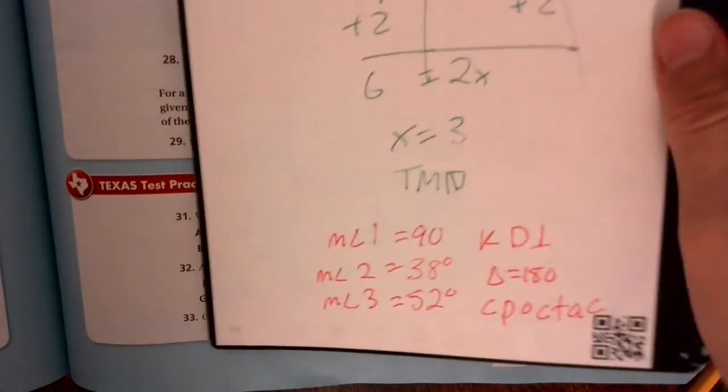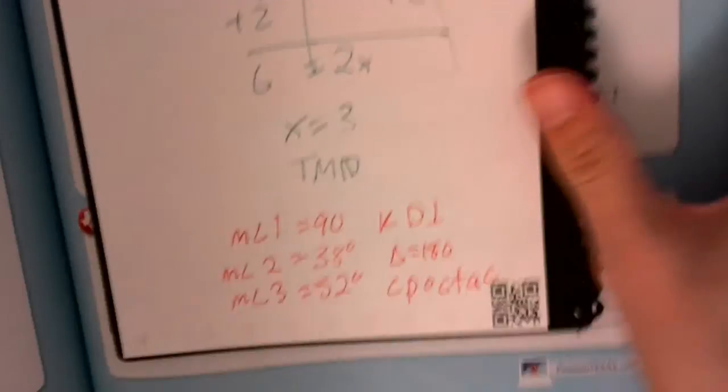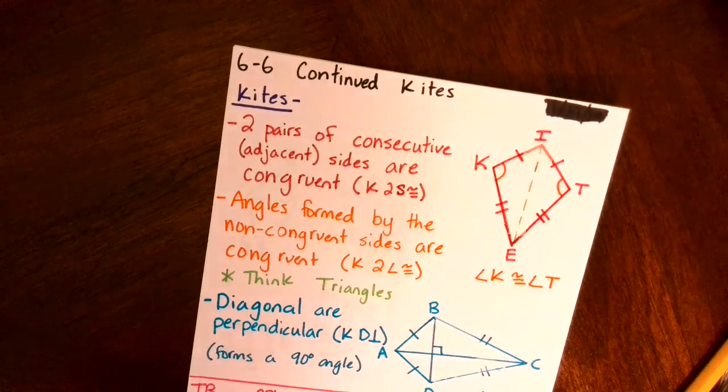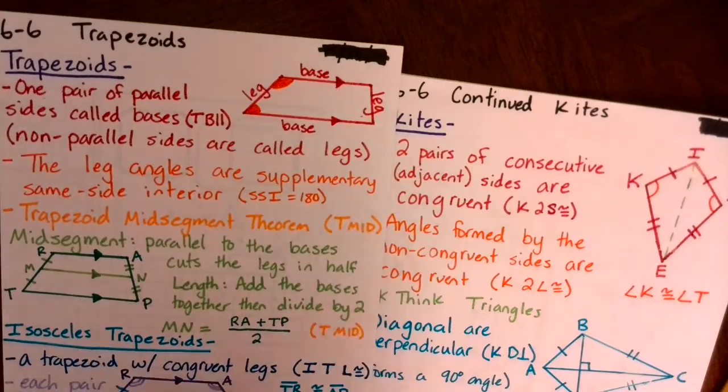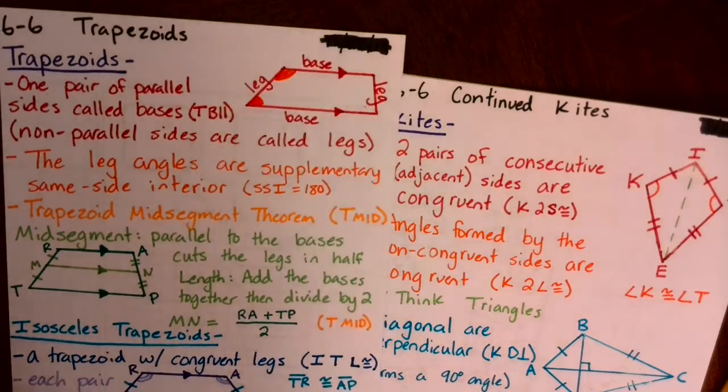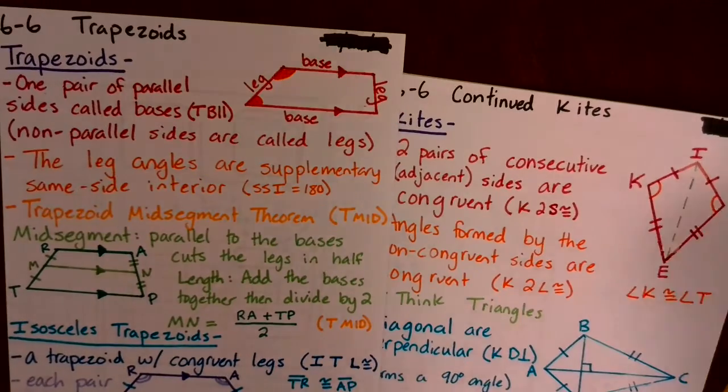Let me see if there's one more example problem I want to go over with you. Nope, that's about it. So that is what 6-6 kites and trapezoids is all about. Please let me know if you guys have any questions at all. Make sure you're staying on top of your work.